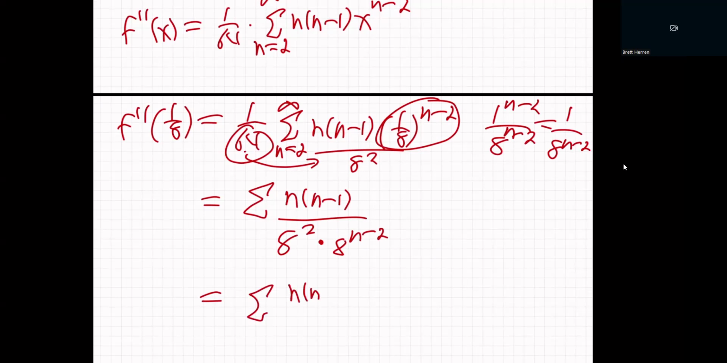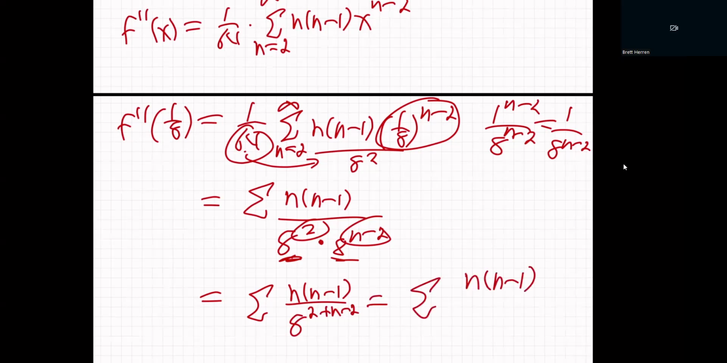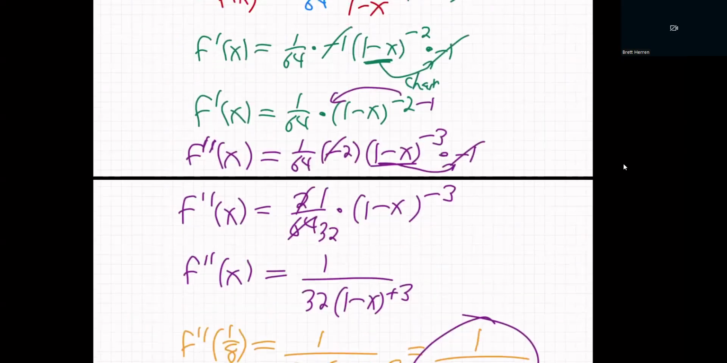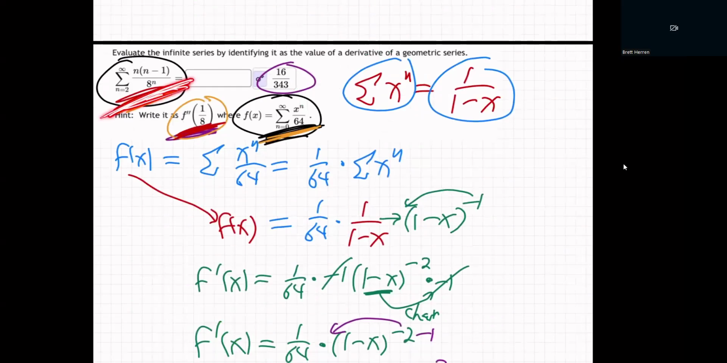And so what does this equal? The sum of n minus 1. What happens with these powers? Same bases, multiply, add the powers: 8 to the 2 plus n minus 2. And so that's n minus 1 over 8 to the n, from 2 to infinity. That's the original question they asked us, right? Do you see that? n minus 1 over 8 to the n. They're asking, what is that equal to?